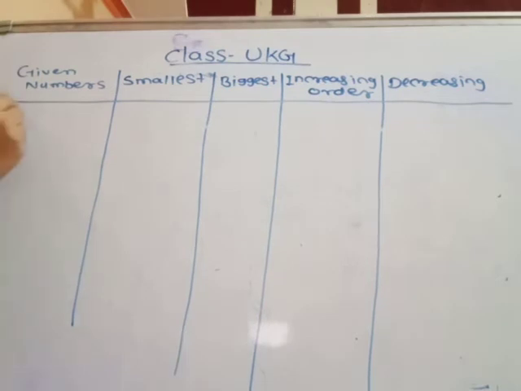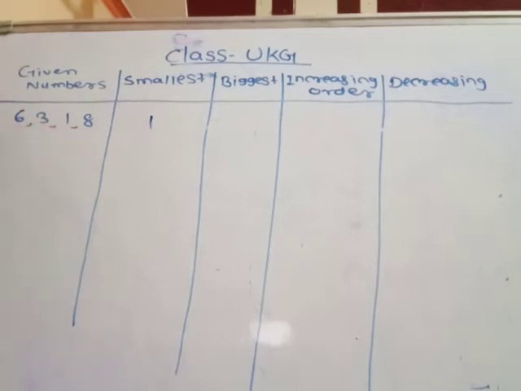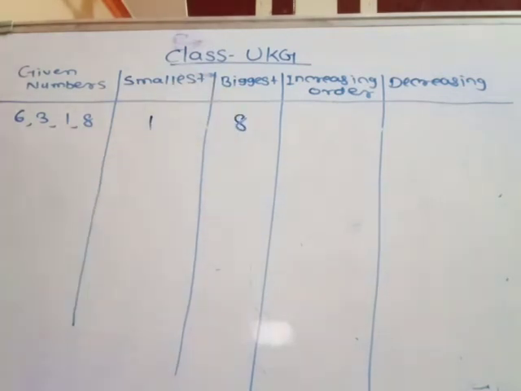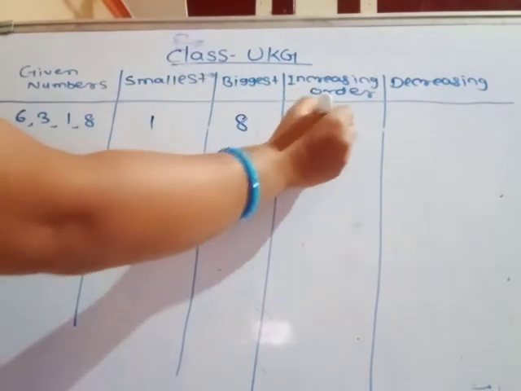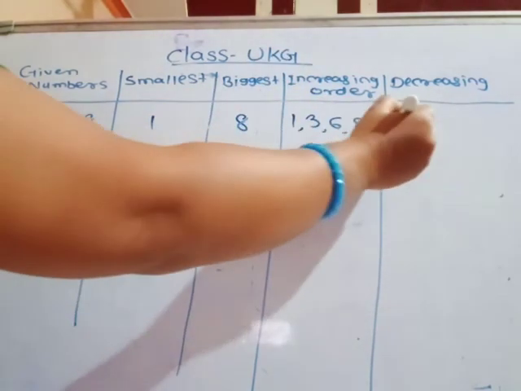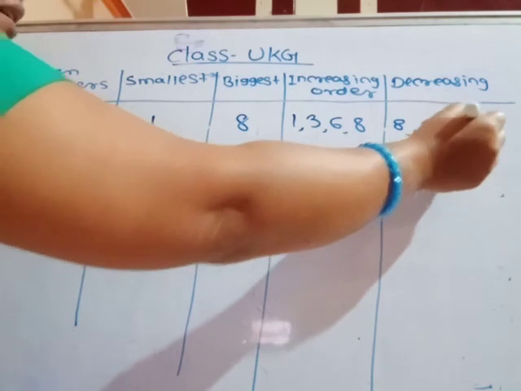Then here numbers given: 6, 3, 1, 8. In these numbers, which is the smallest number? Firstly you write here smallest number, 1 is the smallest. 4 digits are given here. Then which is the biggest number here? 8. Then increasing order means smallest to biggest. Firstly you write here 1, 3, 6, 8. Then decreasing order, biggest number to smallest one, 8, 6, 3, 1.